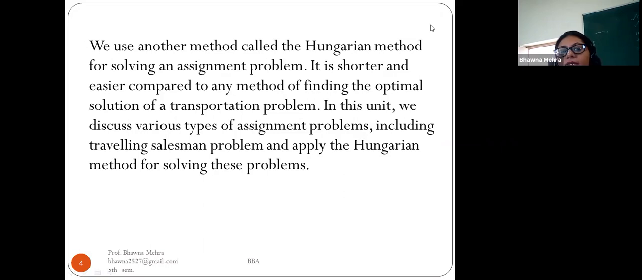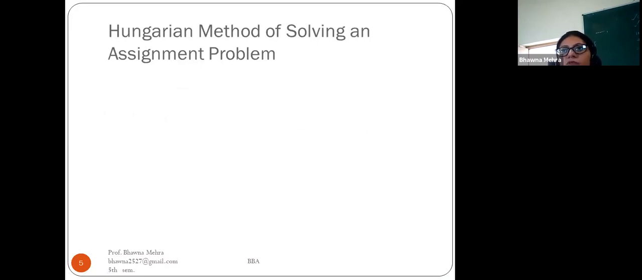In this unit, we discuss various types of assignment problems, including the traveling salesman problem, and apply the Hungarian method to solve them with the minimum and maximum methods. We will also deal with the unbalanced assignment problem. So now we start with the Hungarian method of solving an assignment problem.